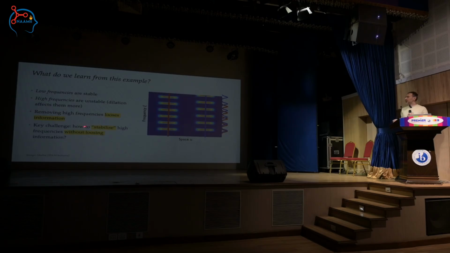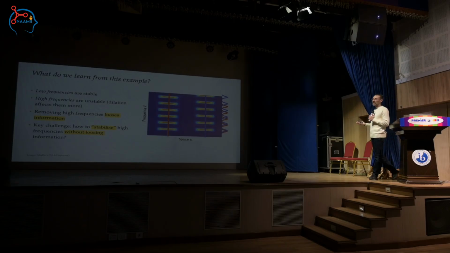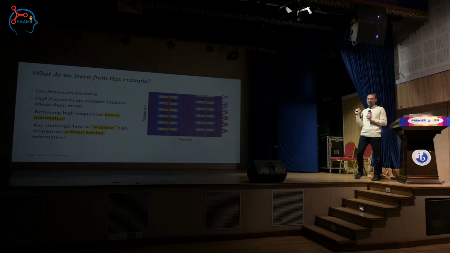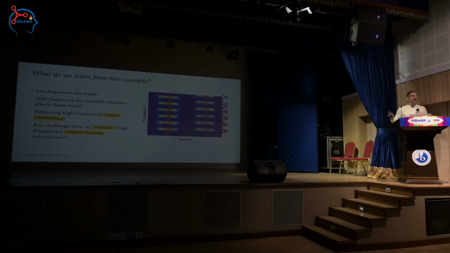The key challenge here is how to stabilize the high frequencies without losing information. This requires multi-scale decomposition, which theoretically you can explain with wavelets, if you're familiar with them, or with scattering transforms. And this is what requires pooling in convolutional geometries. That's why this is the missing element that we were not discussing too much, but this is the theoretical motivation for why pooling is important in convolutional geometries.